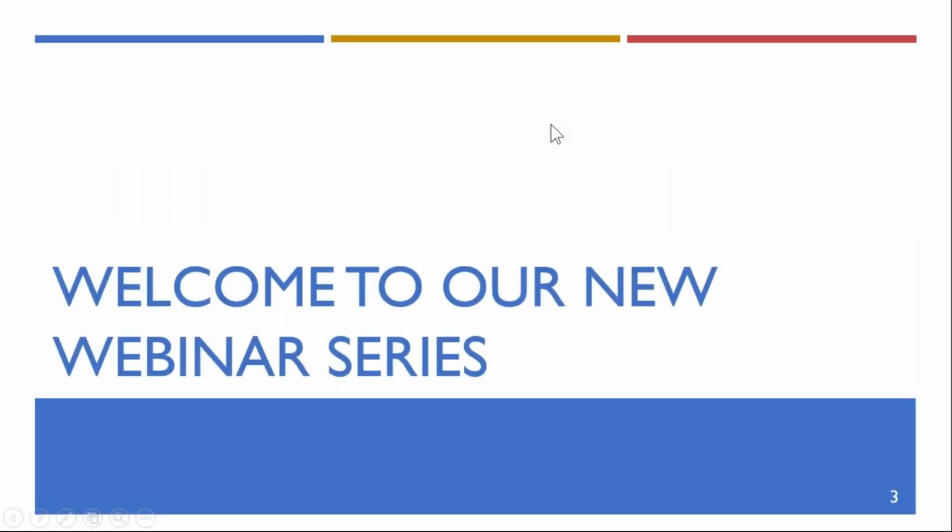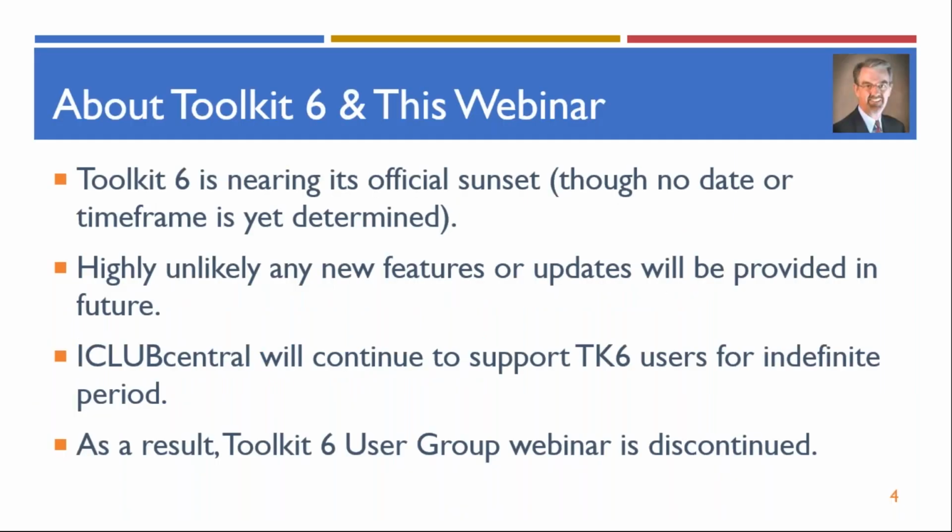But first, let's talk about our new webinar series. As I mentioned last month in January, we are phasing out Toolkit 6. It's been a long run, and we are finally starting to phase out support for the program. The official term for that is sunsetting the software program. We haven't officially decided on any date or time frame. We do know that we're not supporting any new updates or adding any new features to the Toolkit 6 program, and we're going to continue to support Toolkit 6 for the foreseeable future.